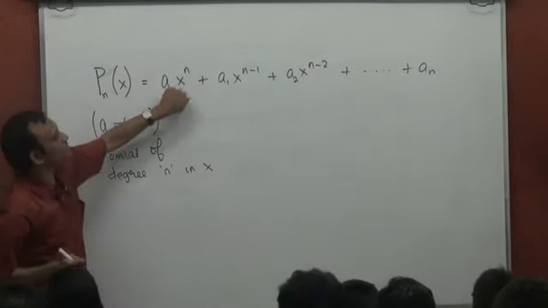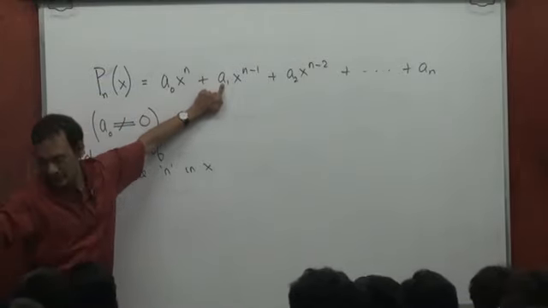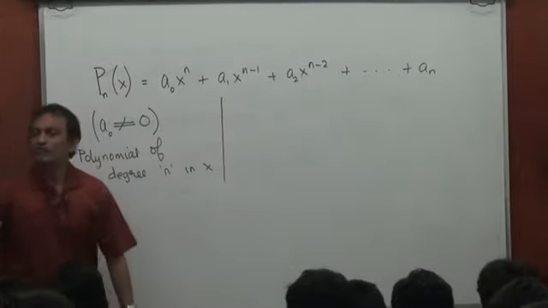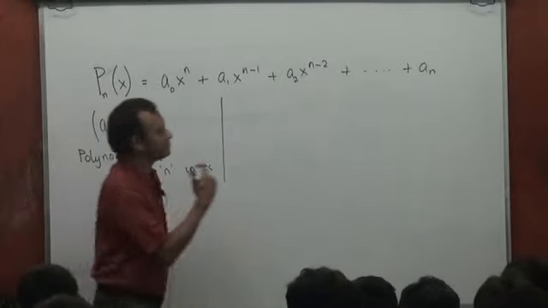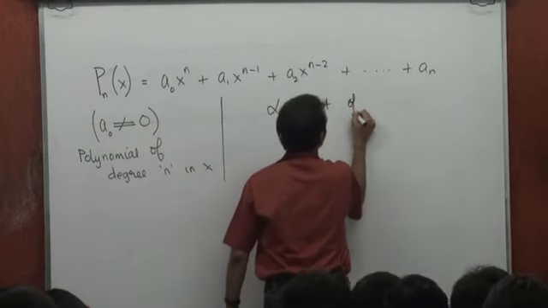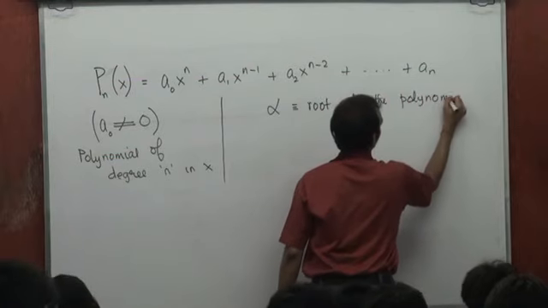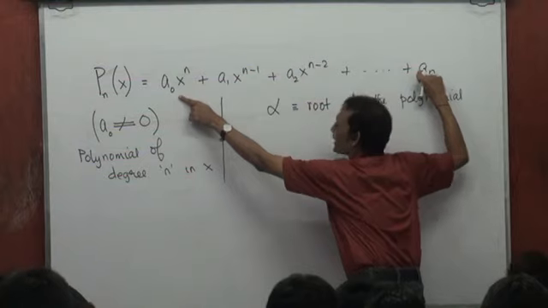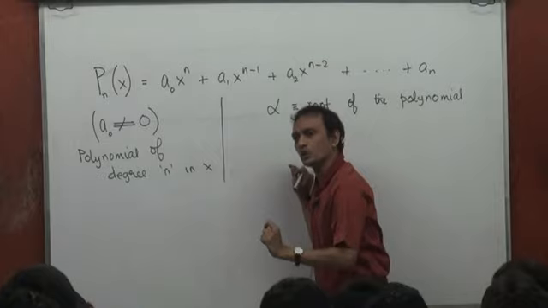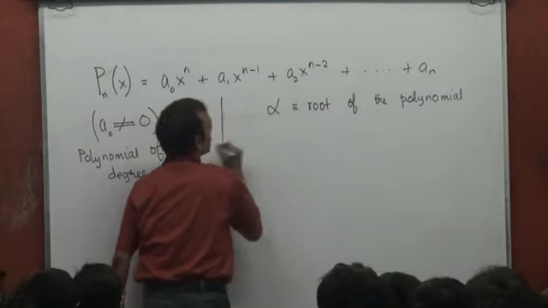If a0 becomes equal to 0 and a1 is not 0, then it will become a polynomial of degree n minus 1 in x. Alpha is said to be a root of the polynomial if this expression, that is Pn(x), vanishes at x equal to alpha. At x equal to alpha, if this vanishes, then alpha is a root of the polynomial.